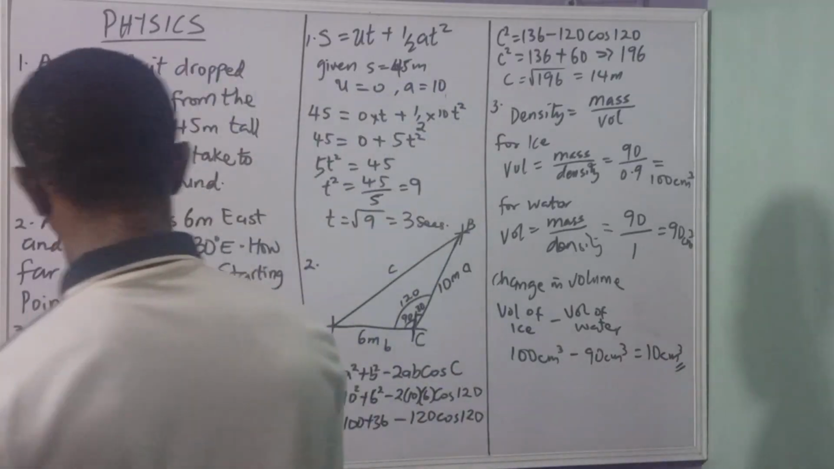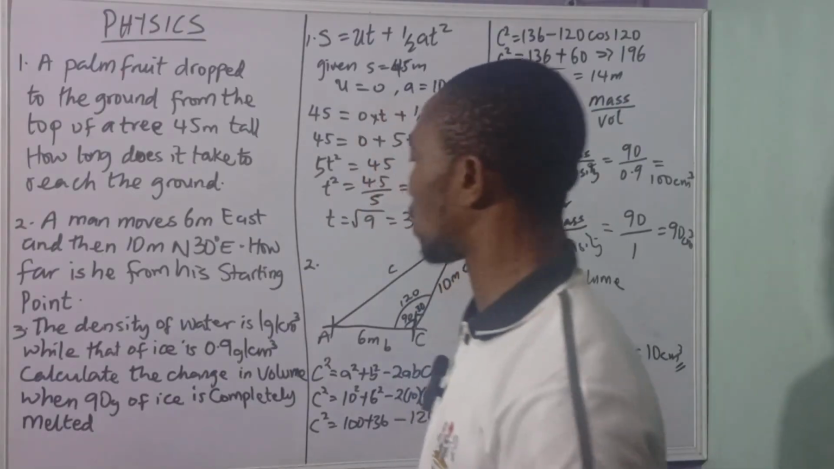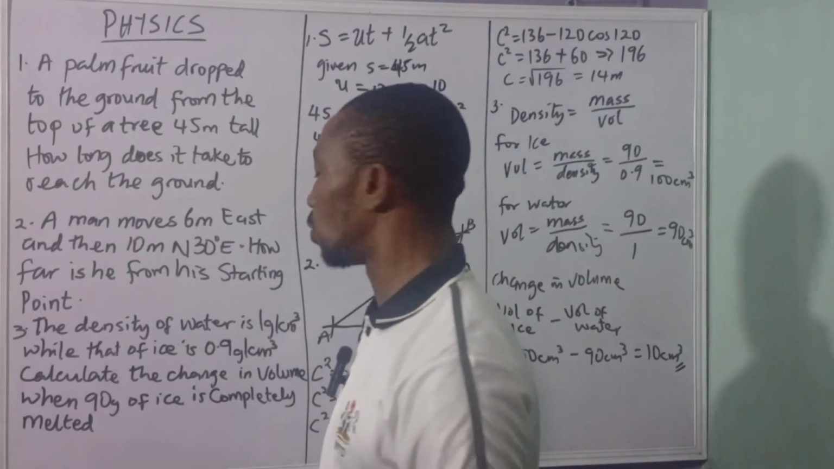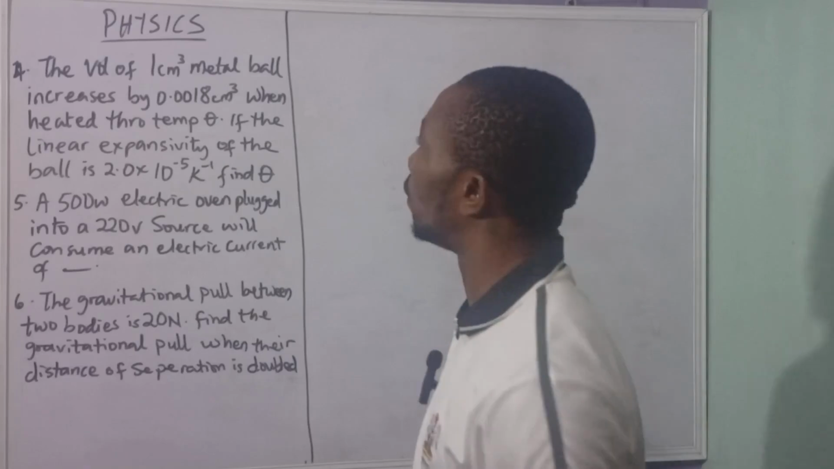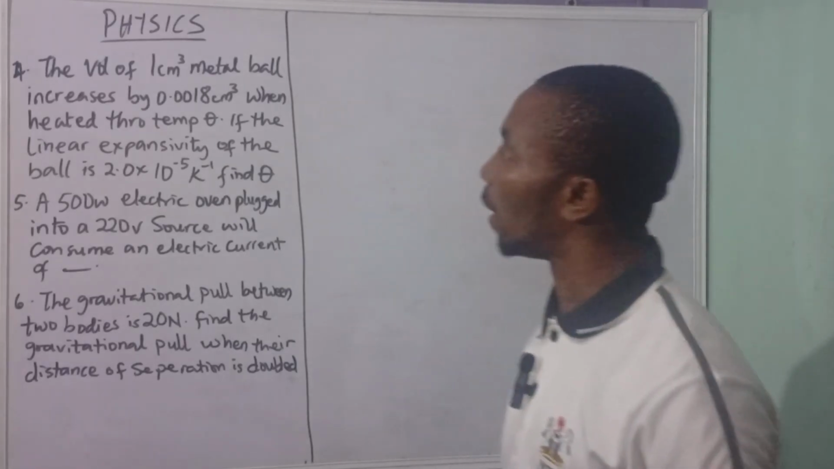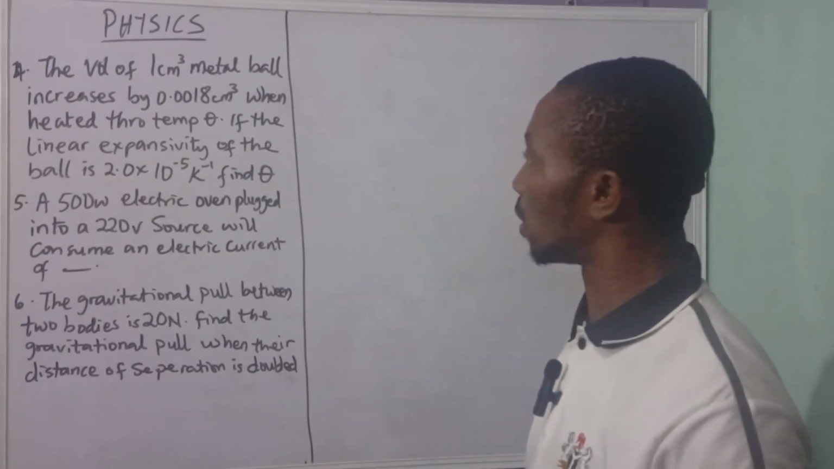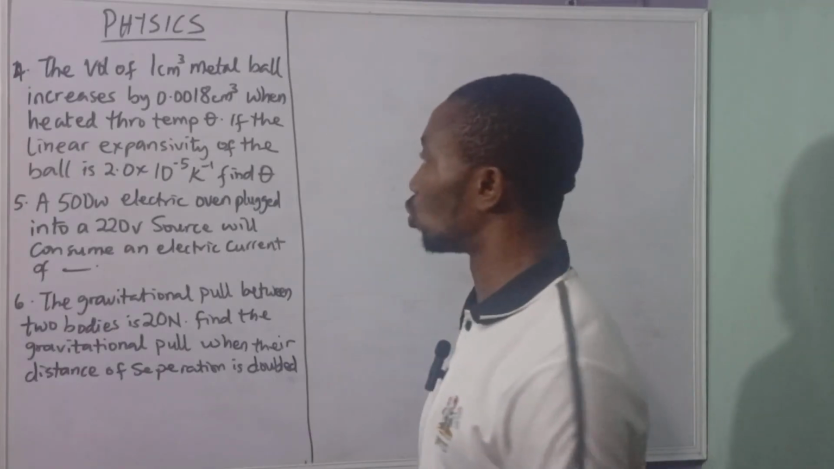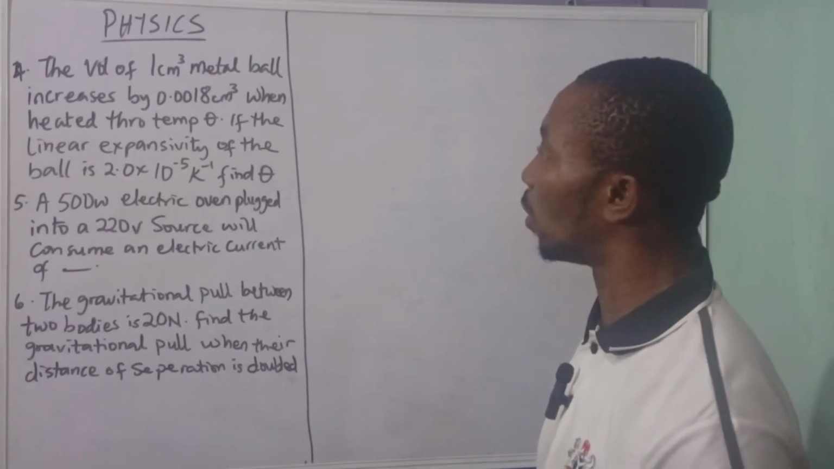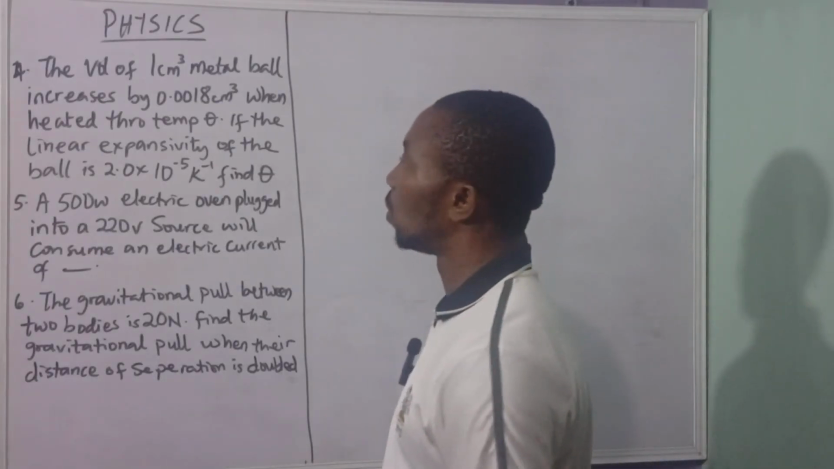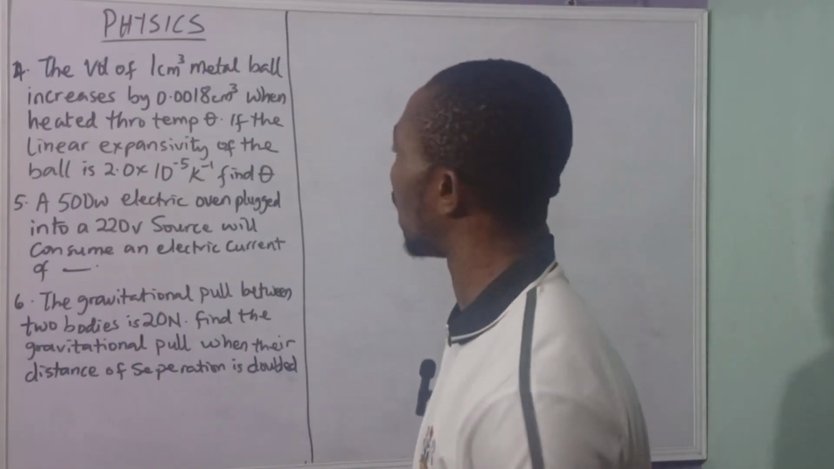So the change in volume when 90 grams of ice is completely melted will be 10 cm cube. The volume of 1 cm cube metal ball increases by 0.0018 centimeter cube when heated through temperature theta. If the linear expansivity of the ball is 2.0 times 10 raised to the power minus 5 per Kelvin, find theta.